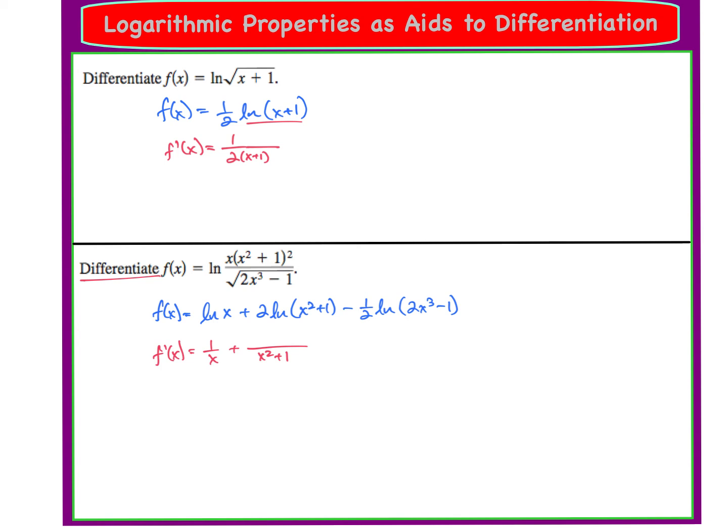What does the 2x get to play with? The 2 to become what? 4x. You guys good with that? All right. And then minus. Now I have a 2 on the bottom. But then what goes on the bottom with it? A 2x cubed minus 1. But then what pops out by the chain rule? 6x squared. All right, 6x squared.